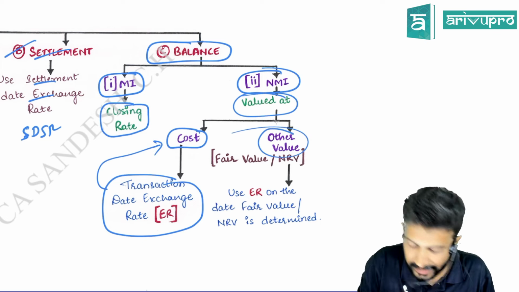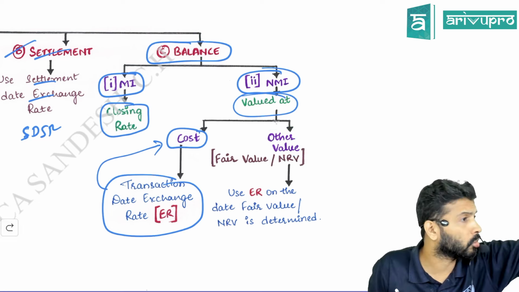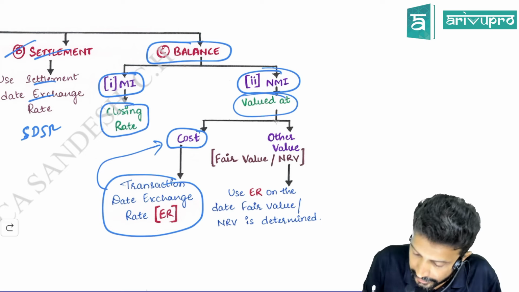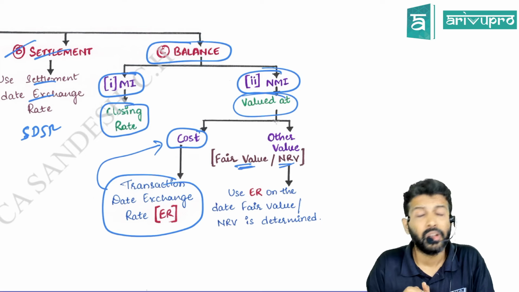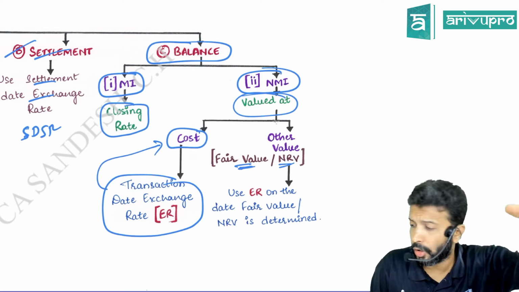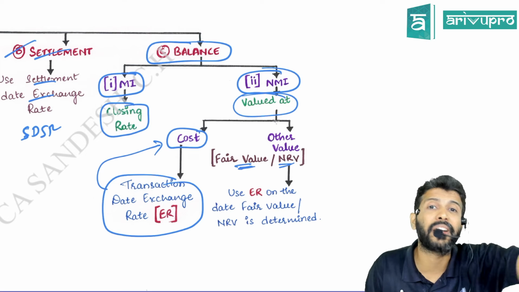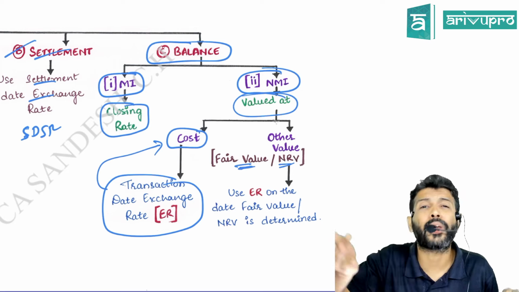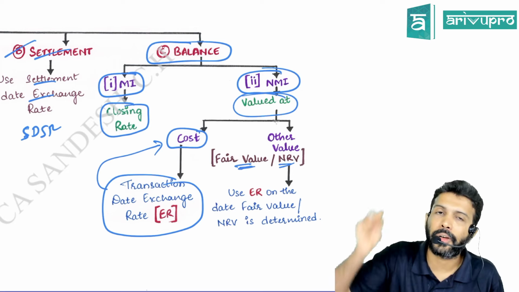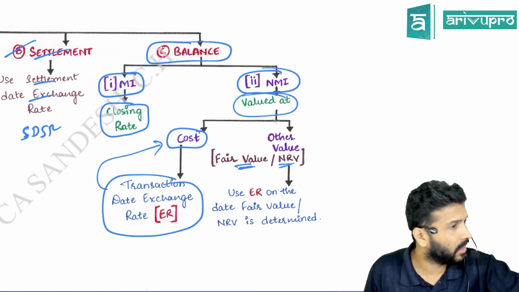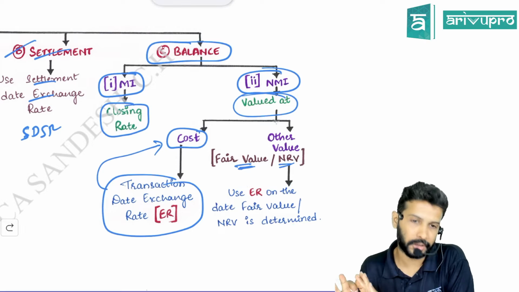However, if it is valued at any other value, meaning inventory could also be valued at net realizable value, PPE could also be valued at the revaluation model, like that. So if you are valuing the inventory at NRV or fair value, then you will find out NRV or fair value on a particular date. Which particular date is that? The closure date. Whichever date you are finding NRV or fair value, that particular day will have an exchange rate. Use that exchange rate and convert it.